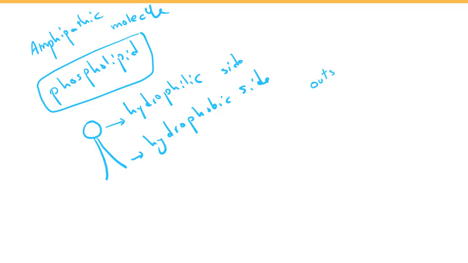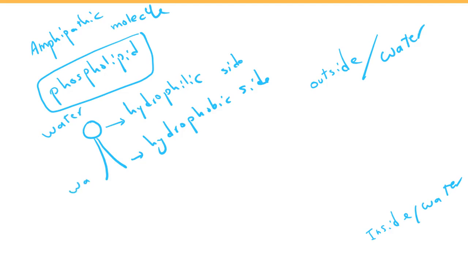Outside of the cell, we have water, because 60-70% of our body is water. So we have water outside of the cell and we have water inside of the cell, right? And we have a molecule that one side likes water and one side hates water. So then we are going to have this molecule between 2 watery environments.